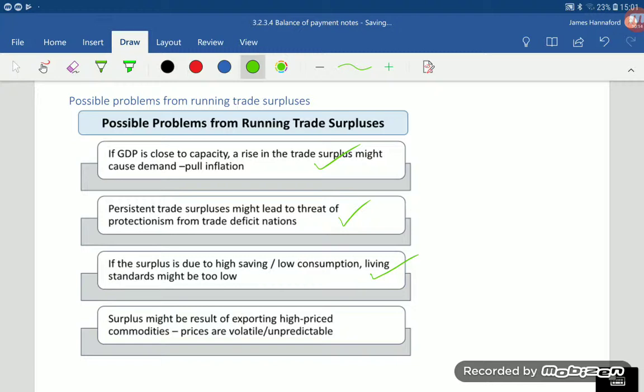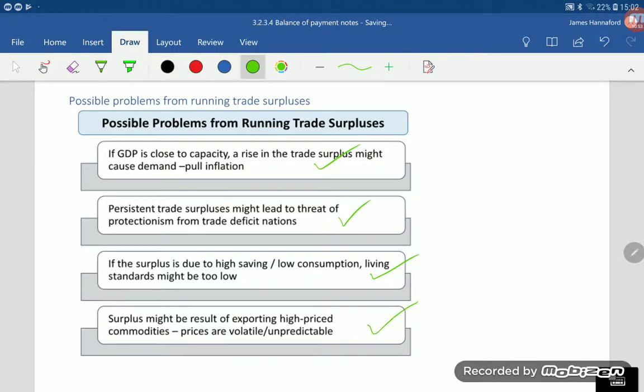If the surplus is due to low consumption, for example China again, its citizens tend to save a lot of money, not least because of their culture. They tend to save more anyway than us Westerners, but also because in undervaluing the Chinese yuan, it's making it expensive for the Chinese consumer to purchase American goods. Therefore, it could be suggested that there might be a fall in living standards because they cannot afford to access goods and services from abroad.